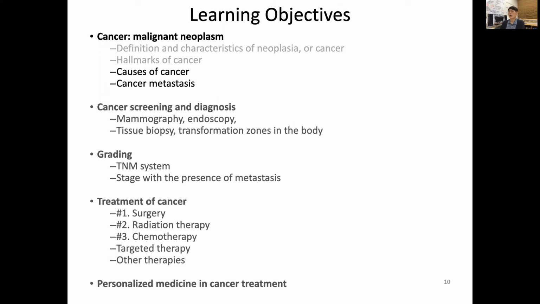Hi. Now we will discuss the biomedical engineering strategies for cancer. But to know that, we first need to know the causes of cancer, and what kills the most from cancer is metastasis. So we will discuss a little more about cancer metastasis.